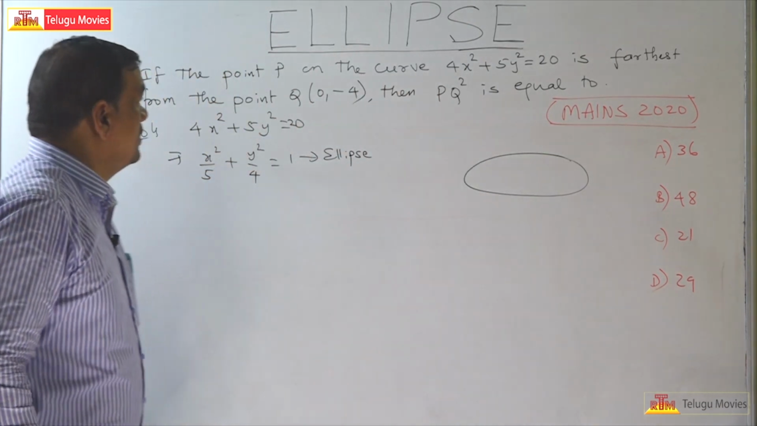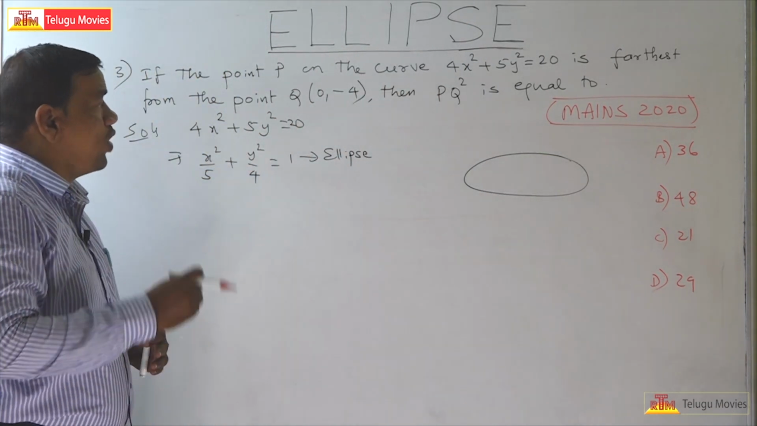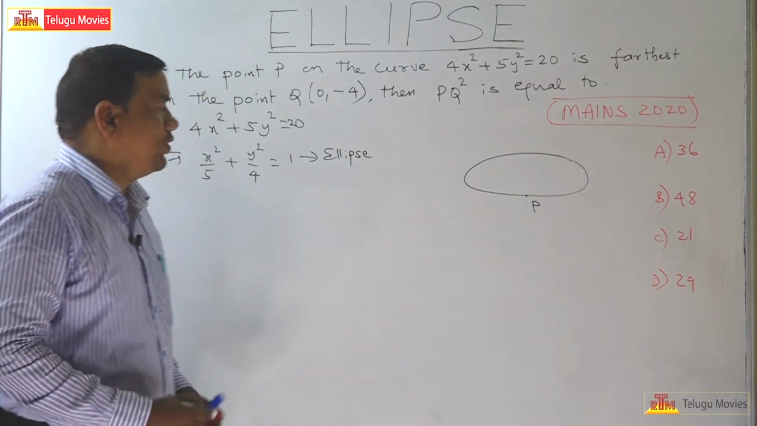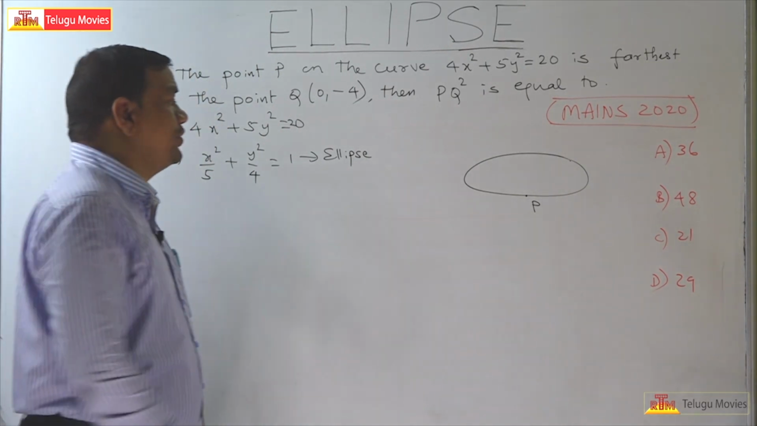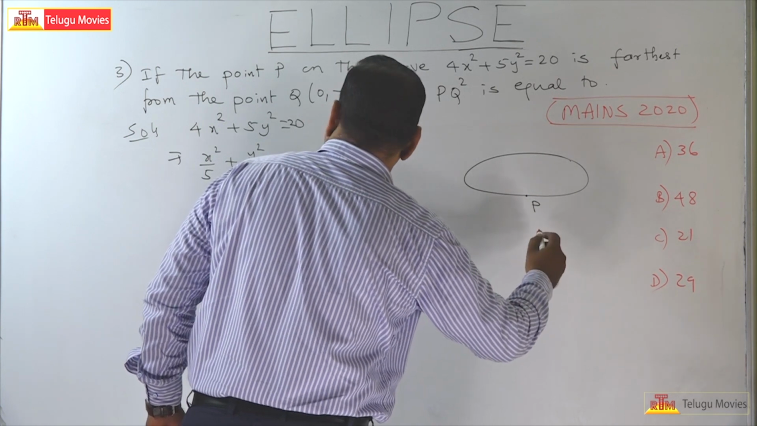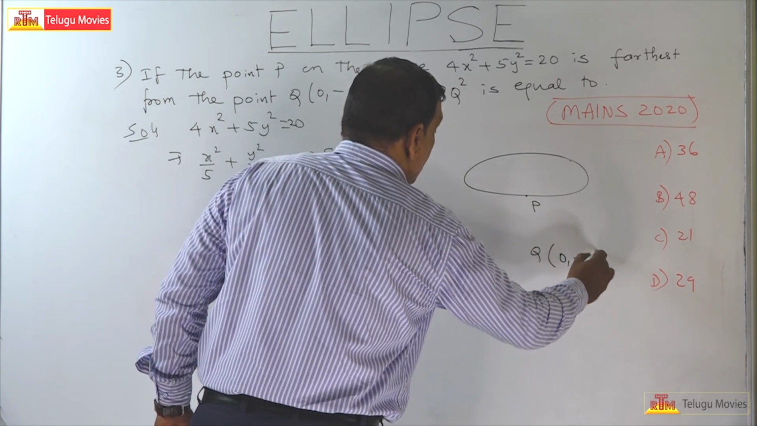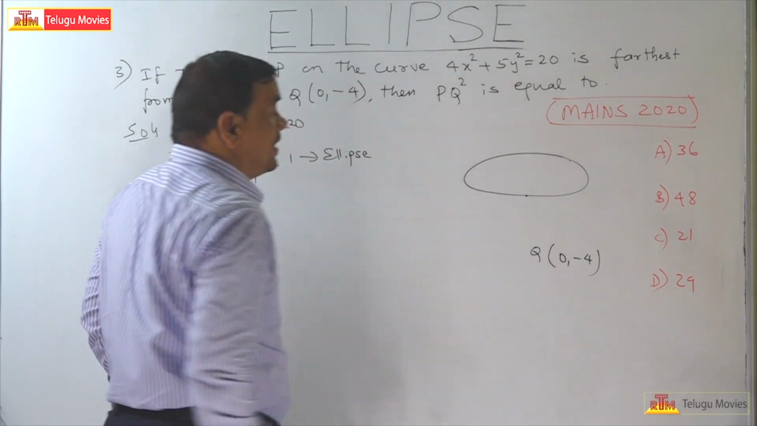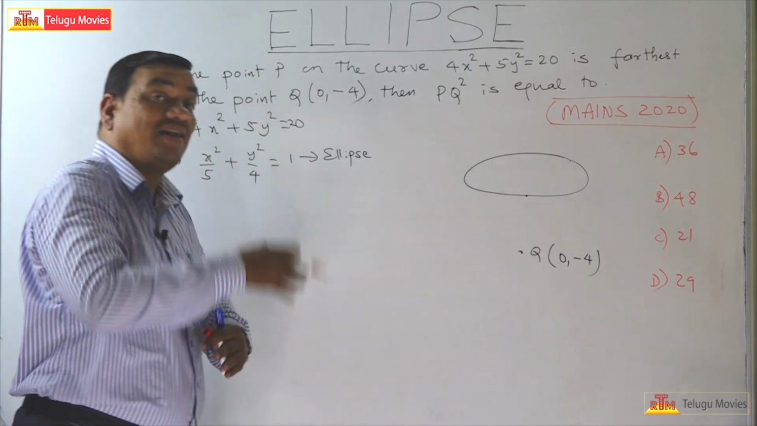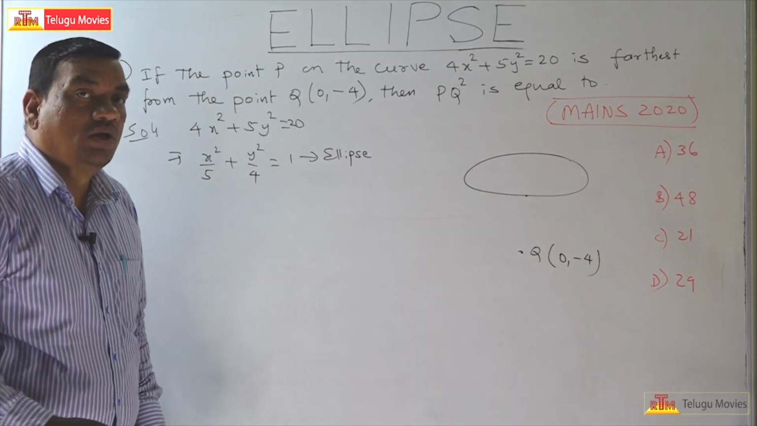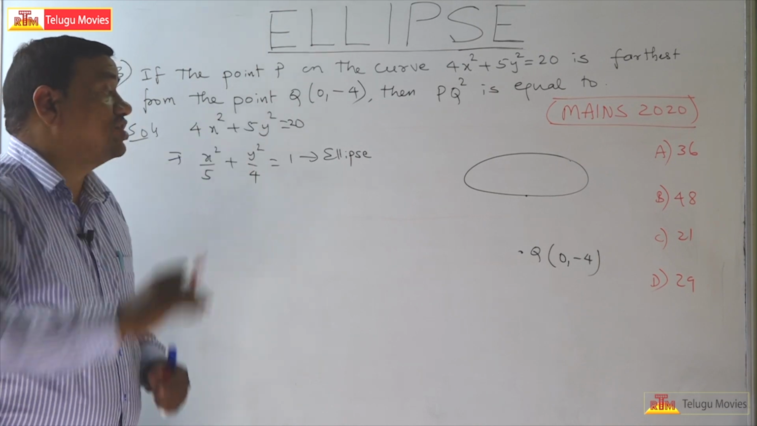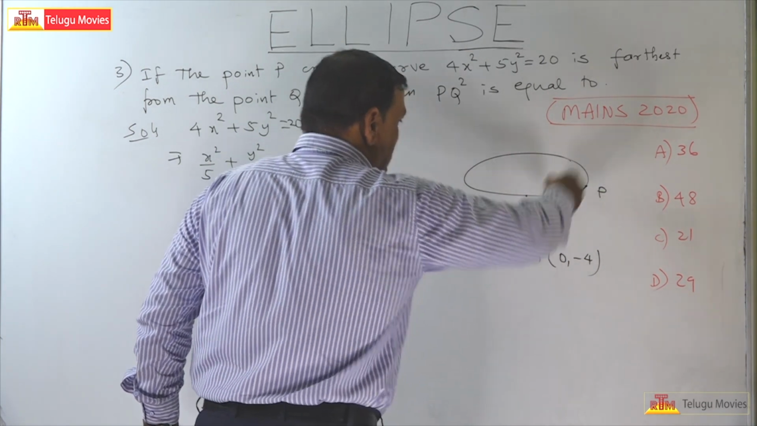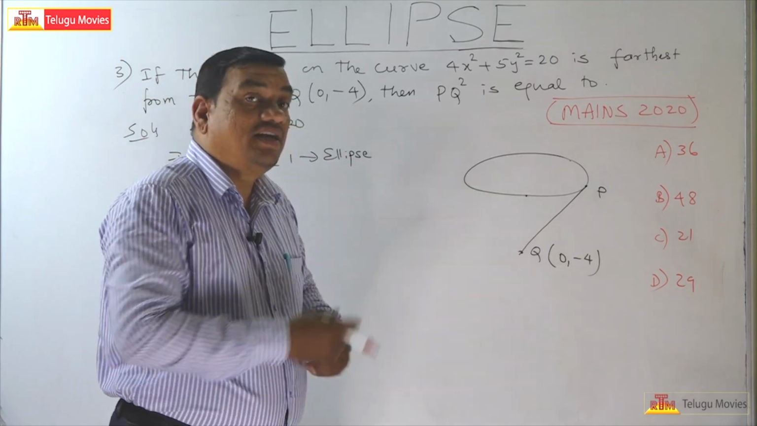Now we are asked to find a point P on the curve, which we don't know, that is farthest from the point Q. Here Q is a fixed point, which is (0, -4). Just roughly I am drawing. This is the fixed point Q, and we want the point P which is farthest. Farthest means maximum distance. Maybe this is the maximum distance. If you take point P here, it is a minimum distance.